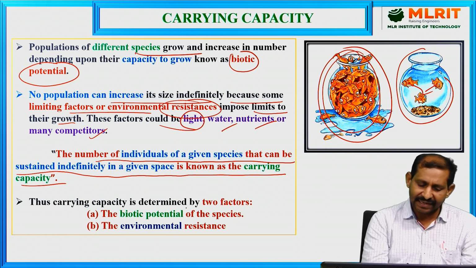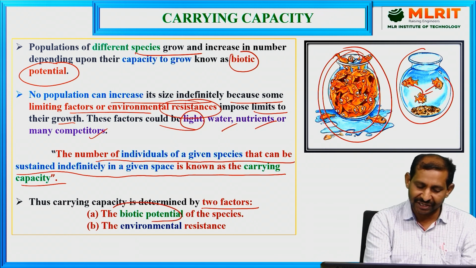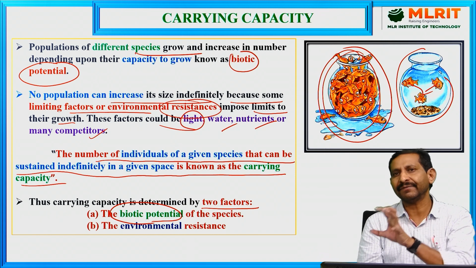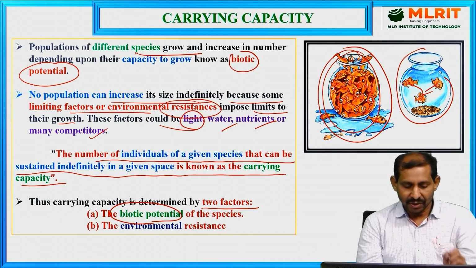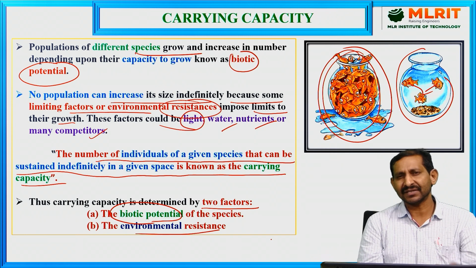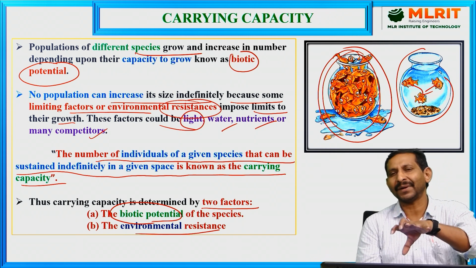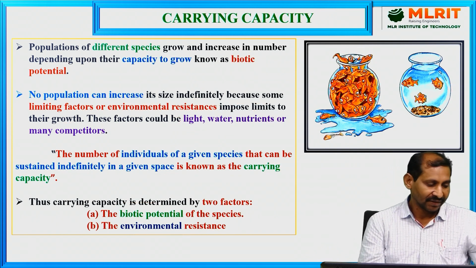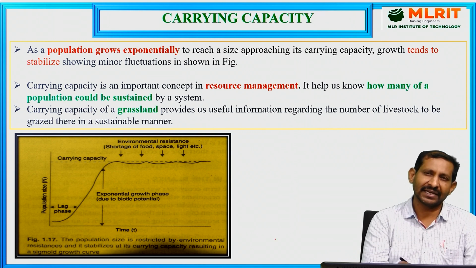Carrying capacity is determined mainly by two factors. One is the biotic potential of the species, since different species have different biotic potential. The second one is the environmental resistance. How much environmental resistance is imposed on that particular species or area is also very important for the carrying capacity. Here is a graph that explains this.